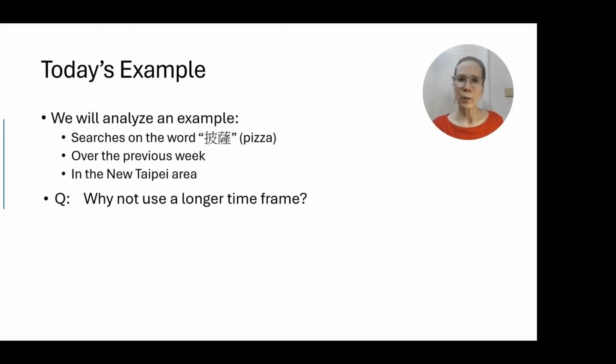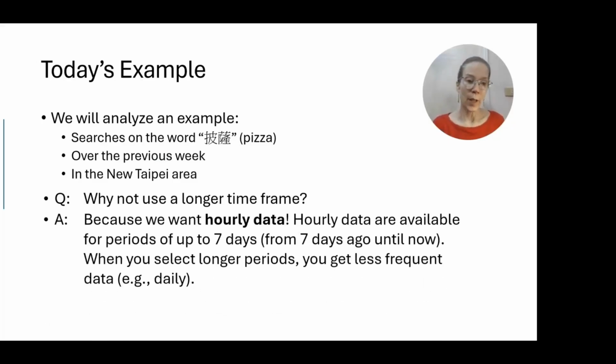So why shouldn't we use a longer time frame than just 1 week? There's a good answer for that. We want hourly data. We're particularly interested in looking at how search frequency varies depending on the hour of the day. And this is another limitation of Google Trends. Hourly data are available for periods of up to 7 days only. When you select a longer period, you're going to get less frequent data. For example, you may get daily total search activity rather than hourly.